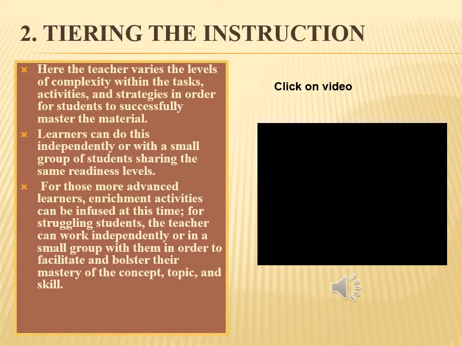Tiering the instruction is number 2. Here, the teacher varies the levels of complexity within the tasks, activities, and strategies in order for students to successfully master the material. Learners can do this independently or with a small group of students sharing the same readiness levels. For those more advanced learners, enrichment activities can be infused at this time.